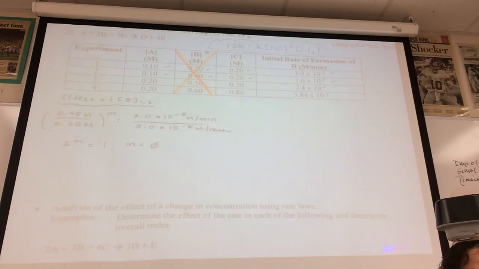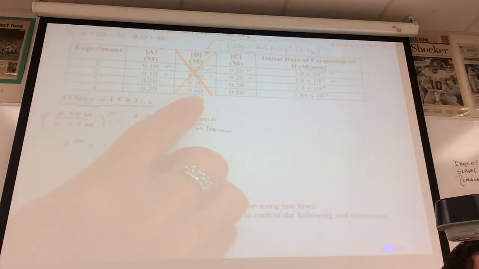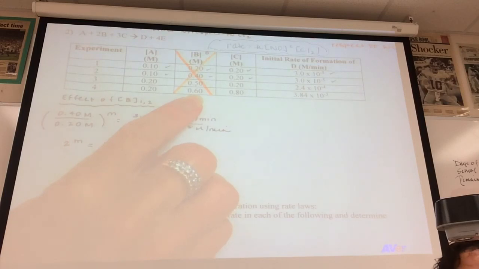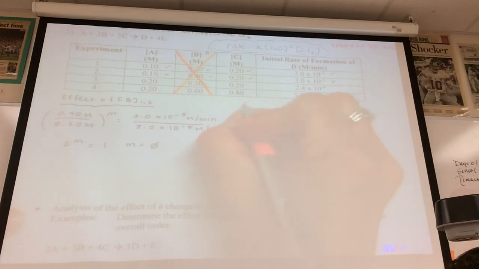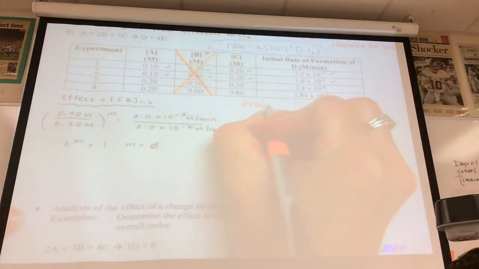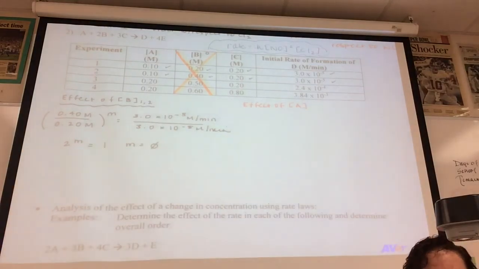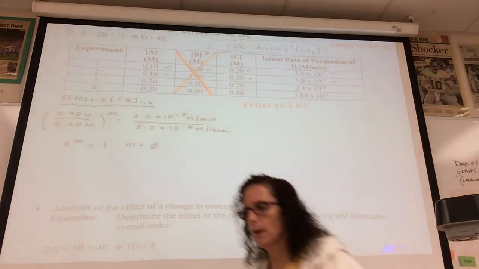For this year only, if you see a column that isn't constant, it's probably 0 order. Prove it and dump it. Okay, I want you to try and find the effect of A. You have to hold C constant. See if you can do that.